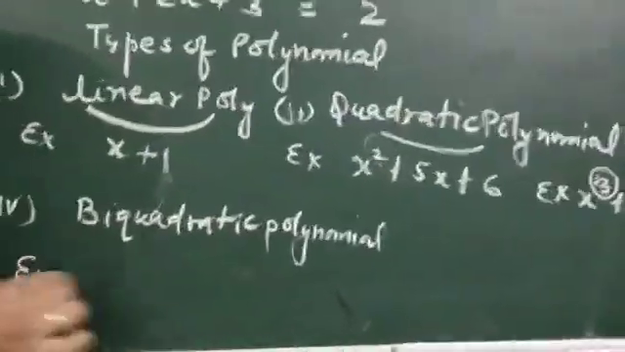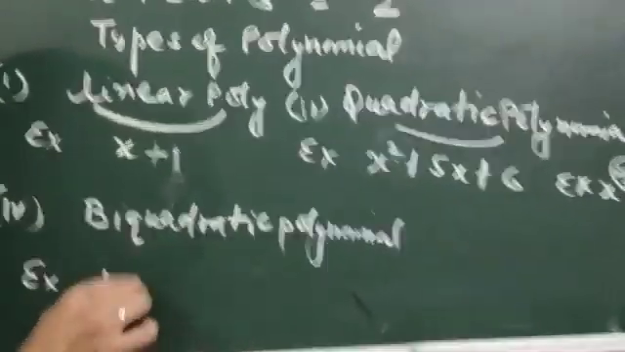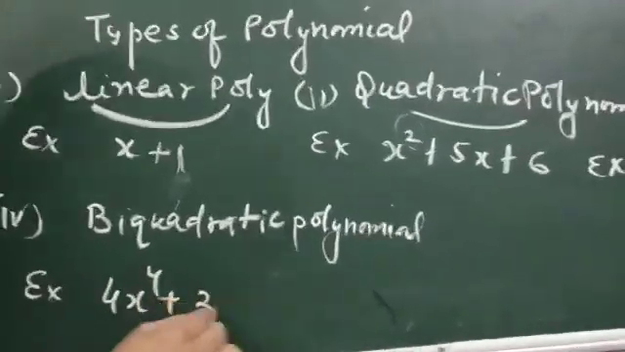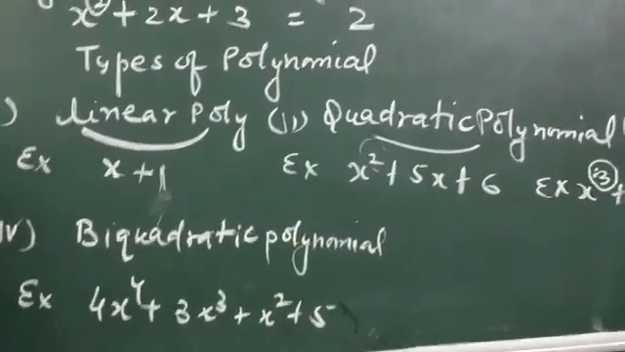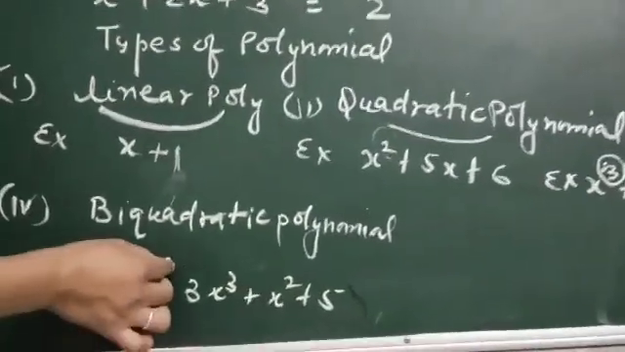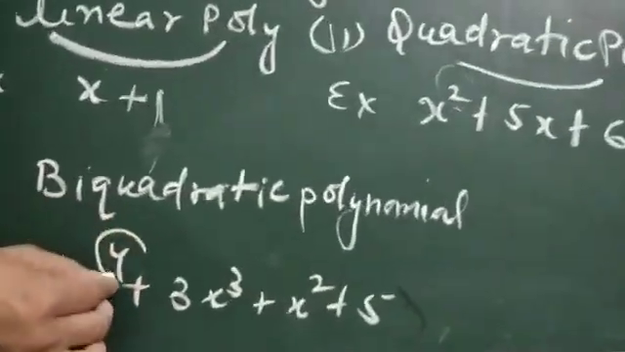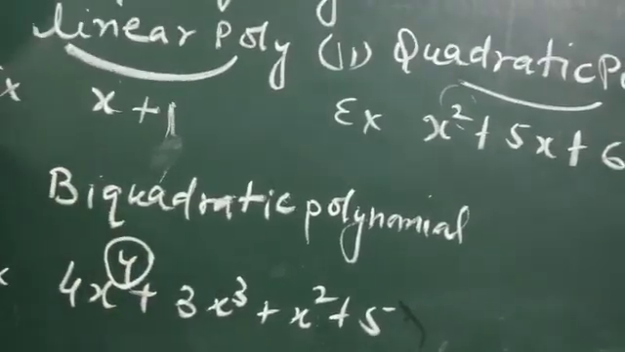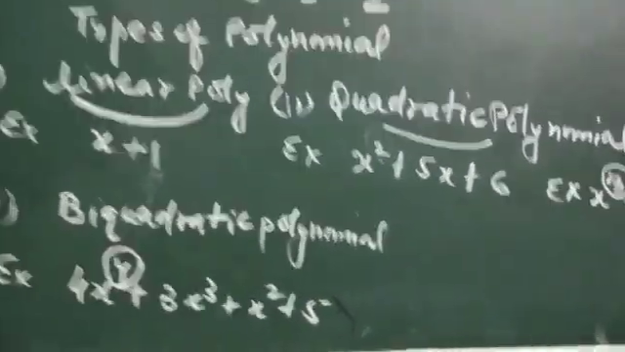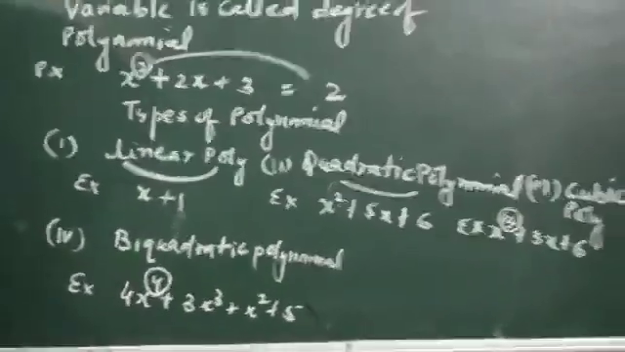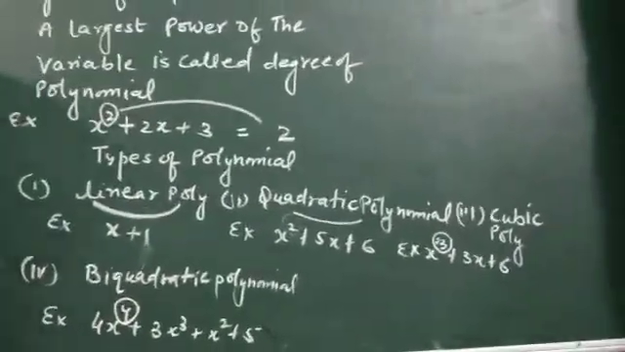And in biquadratic we take an example. Suppose we are writing 4x to the power 4 plus 3x cube plus x square plus 5, and here the highest power of the variable is 4. Then this is a biquadratic polynomial. This is the classification of a polynomial on the basis of degree.